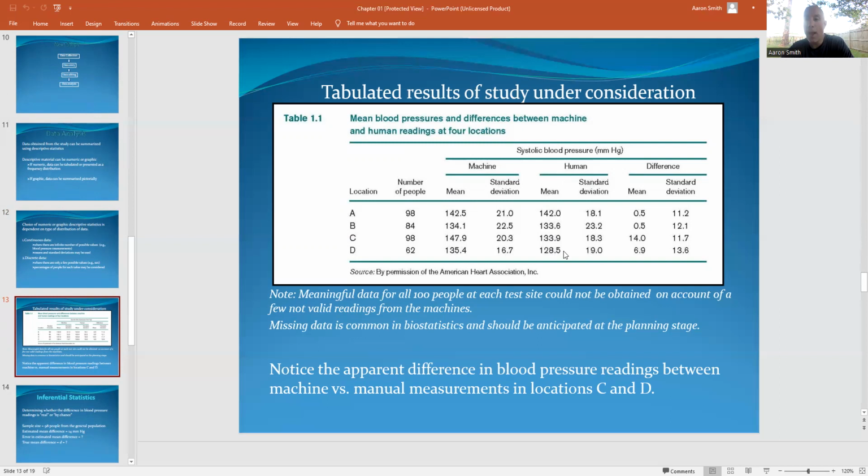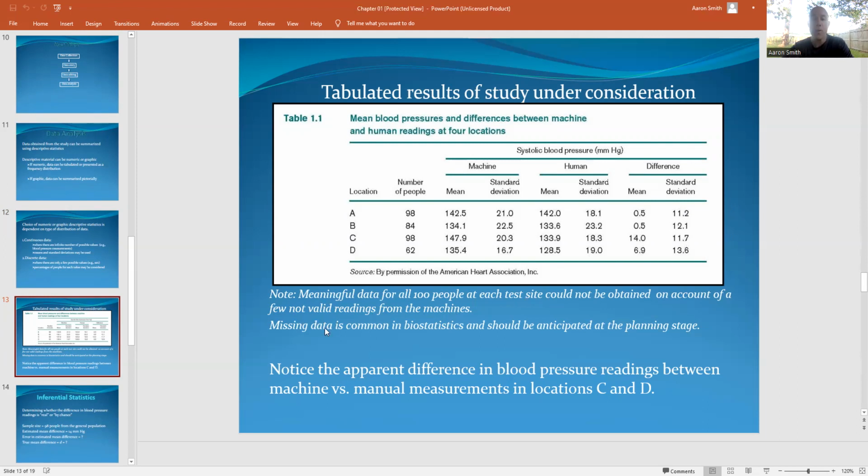Something that jumps out at me right off the bat is when you look at this, you notice that the human one is always less. So, I mean, that's something kind of interesting, right? So here is the mean of the differences, and here's the standard deviation of the difference. Meaningful data for all 100 people at each test site could not be obtained on account of a few non-valid readings from the machine.